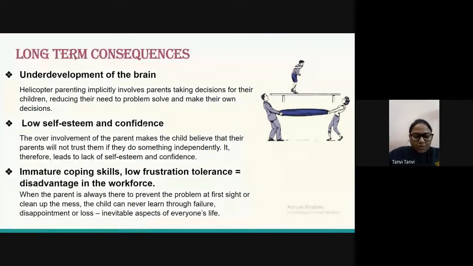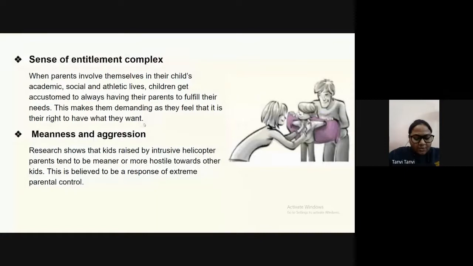Next one is immature coping skills. Low frustration tolerance is equal to disadvantage in the workforce. When parents are always there to prevent the problem at first sight or clean up the mess, the child can never learn through failures, disappointment, or loss, the inevitable aspects of everyone's life. They deprive the kid of any meaningful consequences for their actions. As a result, the kid misses out on the opportunity to learn valuable life lessons from the mistakes they make, lessons that would contribute to their emotional intelligence.